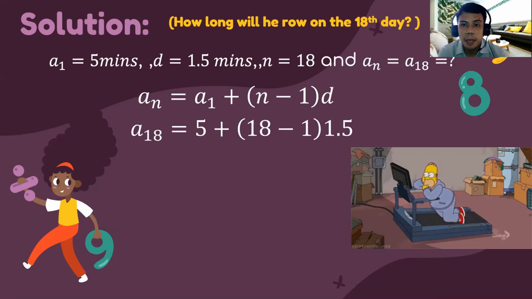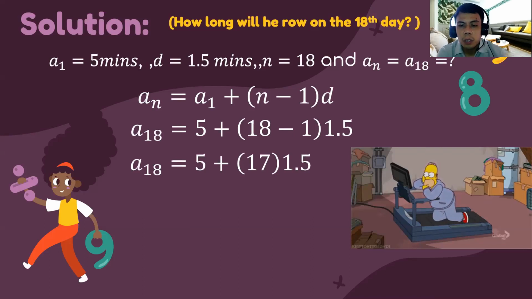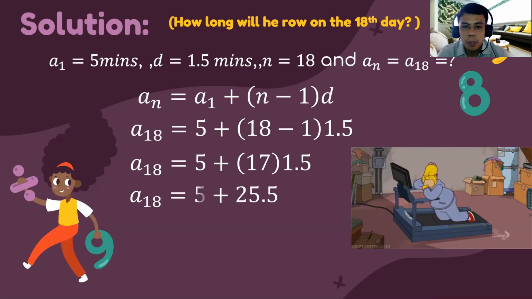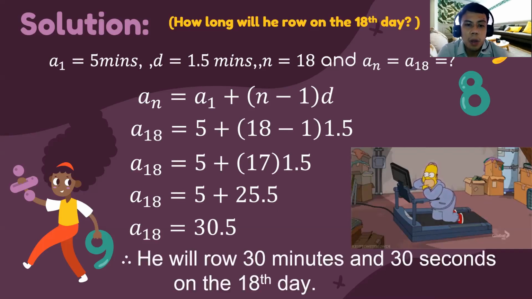Substitute: a sub n equals 5, which is the first term, plus n minus 1, 18 minus 1, times 1.5, which is the d. So let's simplify. 18 minus 1 equals 17. 17 times 1.5 is 25.5, plus 5 is 30.5, which is already the 18th day. Therefore, he will row 30 minutes and 30 seconds on the 18th day.